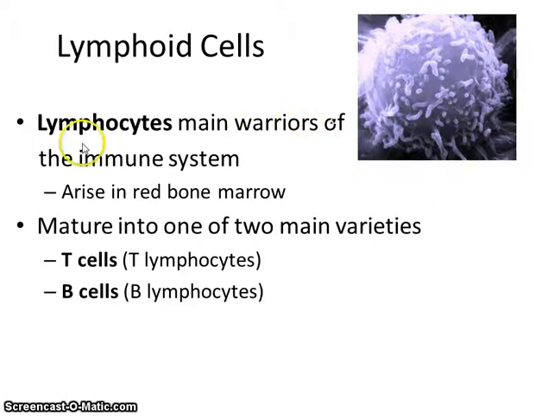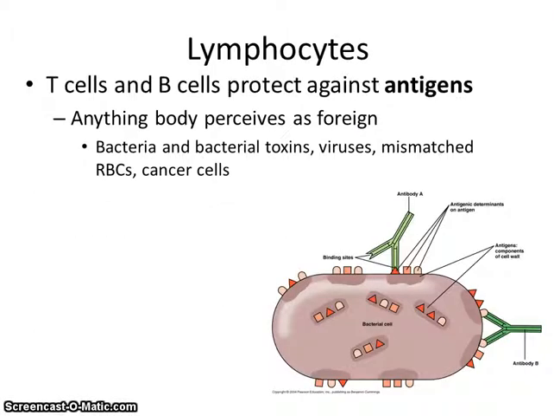And once they mature, you've got two types of lymphocytes, T cells and B cells. They're going to be important for our immune functions. T cells are going to coordinate the immune response, whereas B cells are going to make plasma cells, which make antibodies. So both of those cells help protect against antigens.